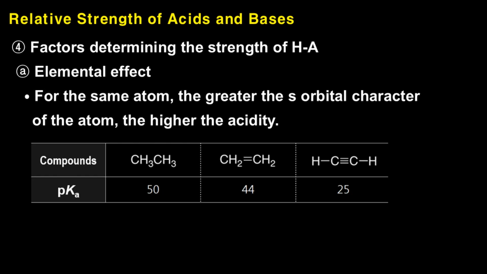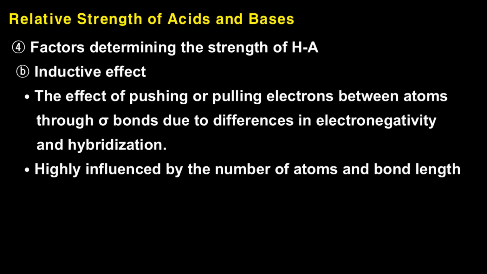Ethene is sp2 hybridized with about 33% S character. It's less acidic than acetylene because the electrons are a little farther from the nucleus, so the conjugate base isn't quite as stable. Then we have ethane, which is sp3 hybridized and has only 25% S character. That means the electrons are held the farthest from the nucleus, making the conjugate base the least stable, and that's why ethane is the least acidic of the three.